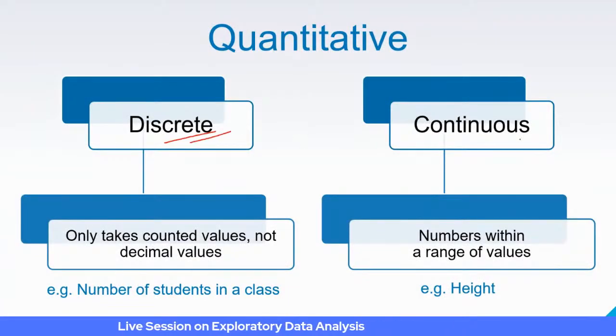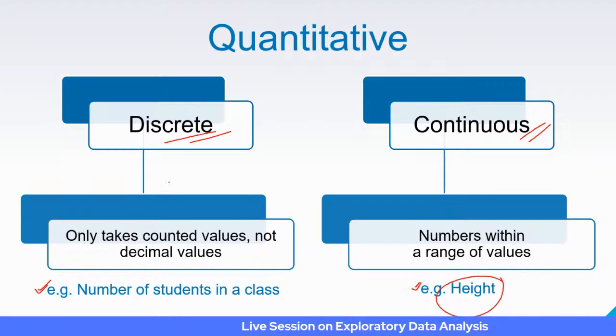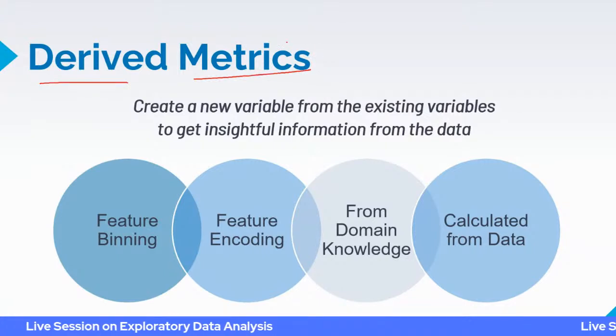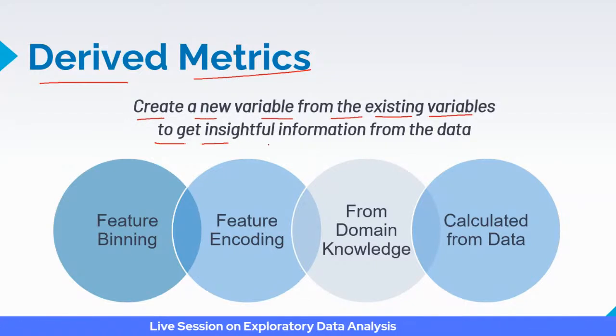In quantitative, there are discrete and continuous: number of students in a class, and height of students. All these are different types of data. Derived metrics are something which is derived or extracted from your existing features. You create a new variable from existing variables to get insightful information from the data.